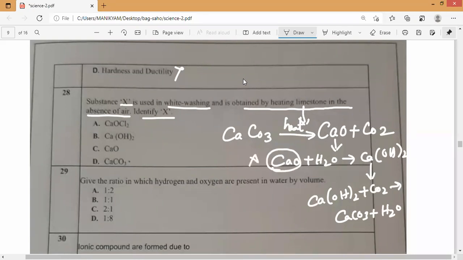What is the substance we are using in whitewashing? CaO. What is that called? Calcium oxide. Understand, guys? Calcium oxide we can also call quicklime, or simply lime. Correct. So that is the correct answer.